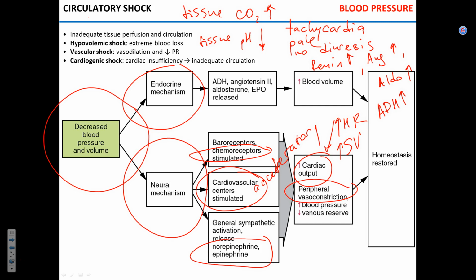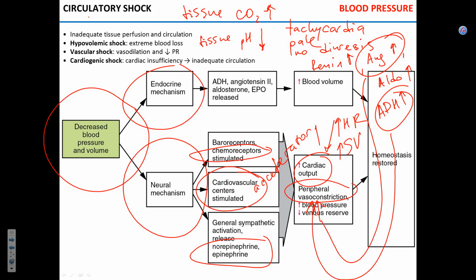Angiotensin constricts them. Not only does it stimulate aldosterone, it also leads to vasoconstriction. Does that make sense? ADH does retain water, but another name for ADH is vasopressin. Vaso refers to blood vessels, pressin, compressing, also vasoconstriction. So ADH and angiotensin will lead to vasoconstriction. Does that make sense? So these are your endocrine responses: ADH, angiotensin, aldosterone.